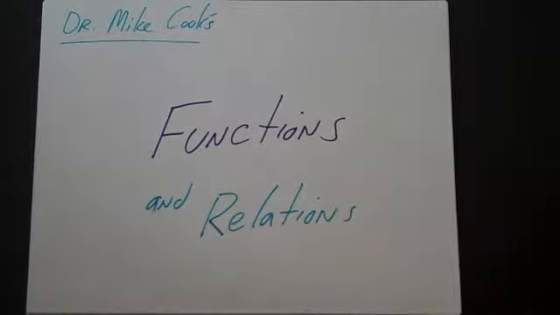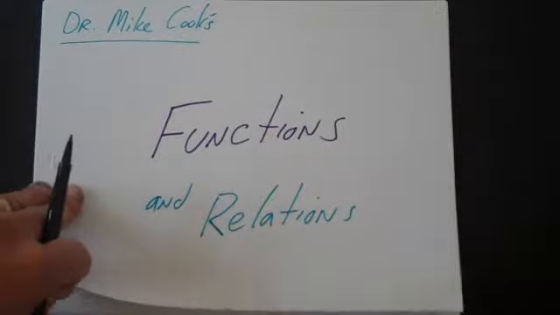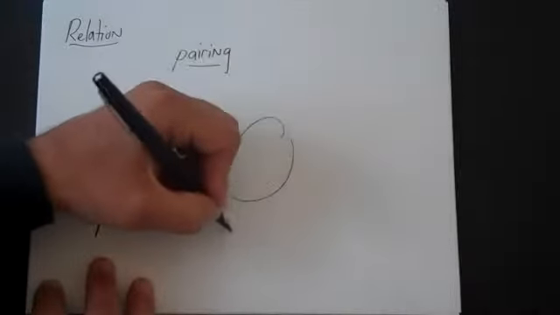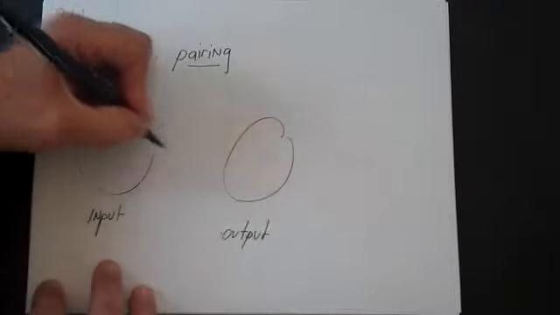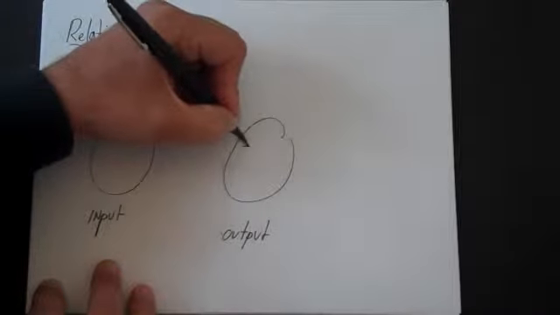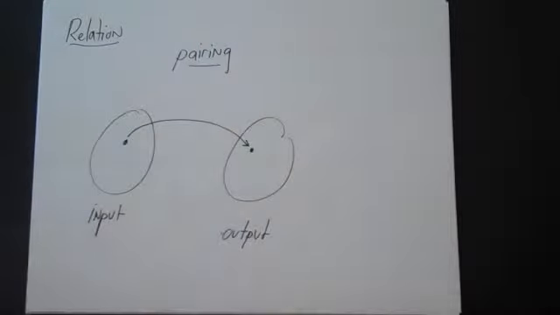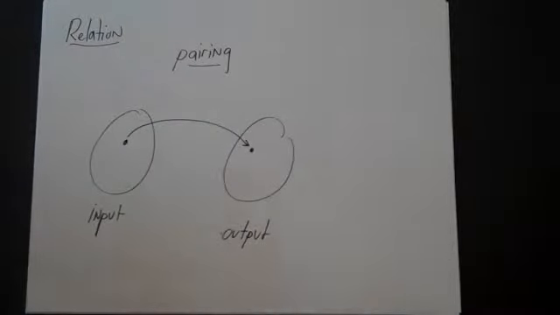So now let's look at functions and relations, and in particular let's look at the question of whether a relation is a function. So the first step is let's think about what a relation is. A relation is simply a pairing of two sets. So we have an input set and an output set, and all a relation is a pairing of members of the input set to the output set. Very broad.